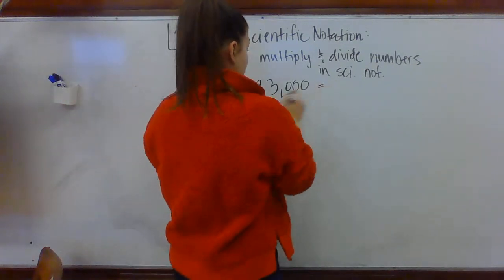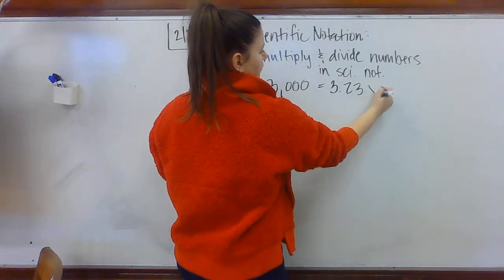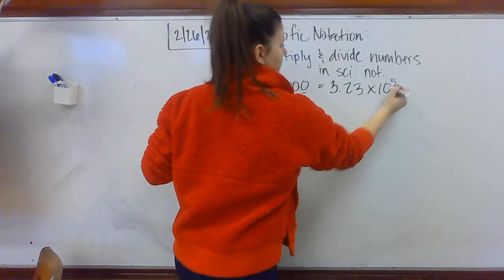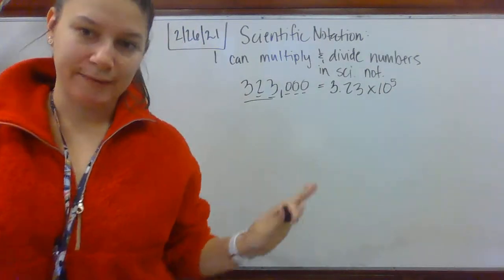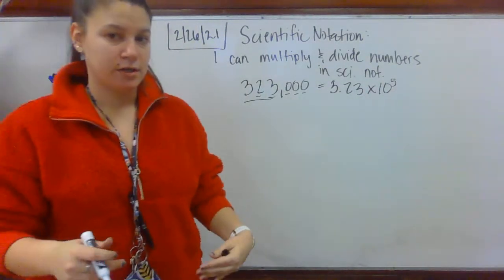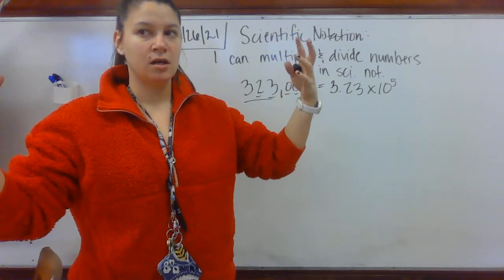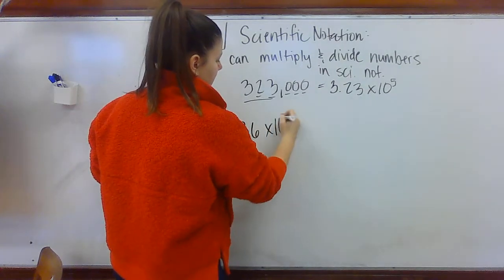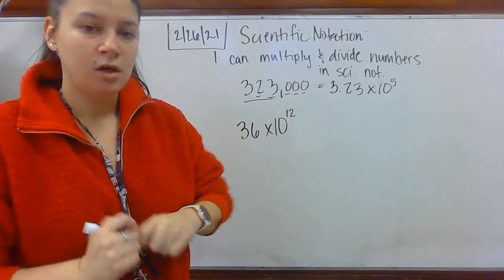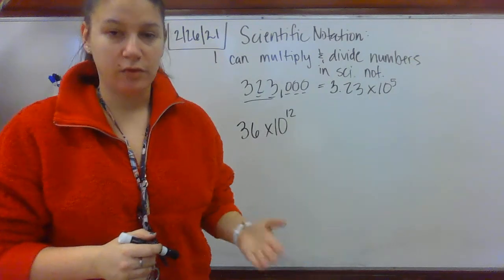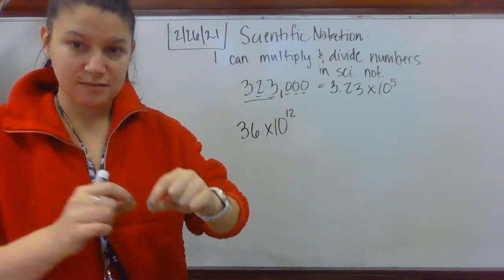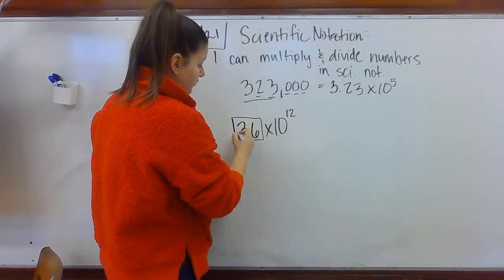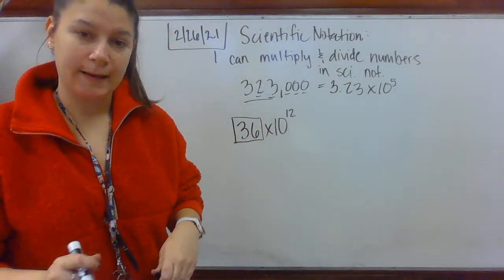We've already done that. Your coefficient is going to be 3.23 times 10 to the 5th. Okay, I'm not worried about that part, you know it. What I do know is concerning is, let's say that you get a number written like this: 36 times 10 to the 12th. You may see this and think it's scientific notation, but those of you who remember the pieces of scientific notation know that it's not, because this coefficient, this 36, is too big, okay?